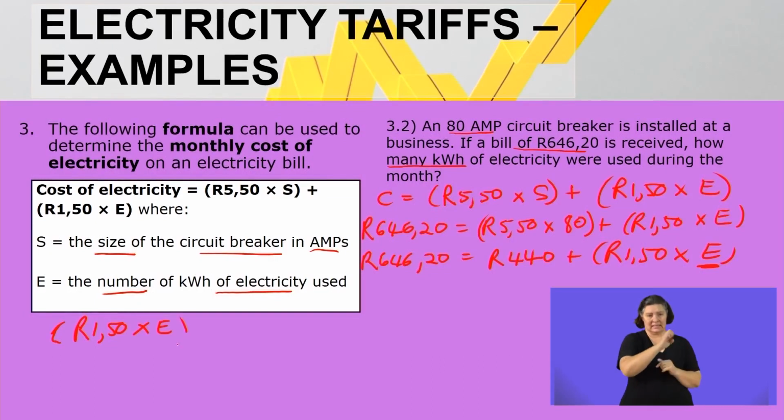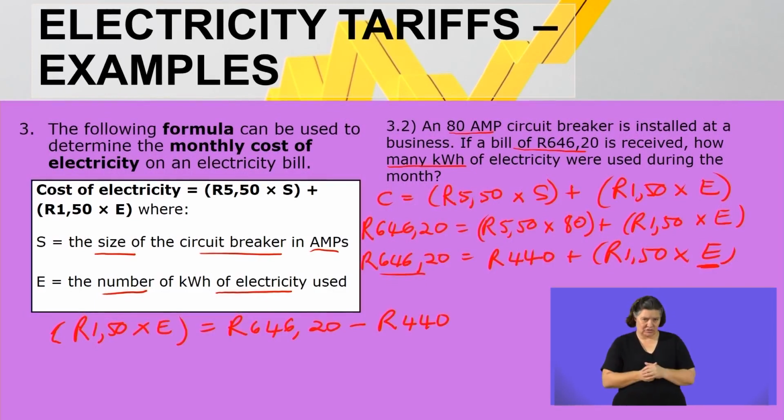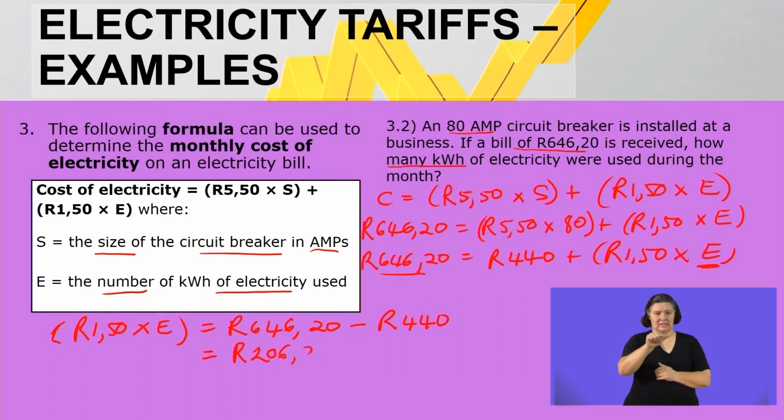multiplied by E equals to, so as soon as I do this, I take the 646 here, I take it to the right-hand side of my equation. So I say 646 and 20 minus the 440 that I already have on the right-hand side. Okay, so let's simplify that value. So I'm going to say 646 rand and 20 cents minus 440 rand. So that will give us an amount of 206 rand and 20 cents. Here I still have 1.50 multiplied by E.